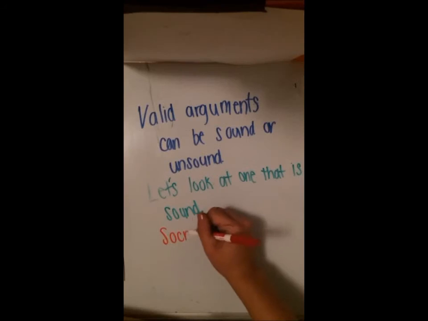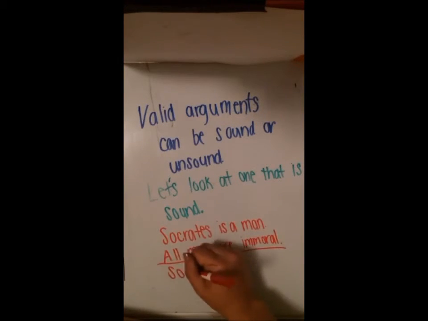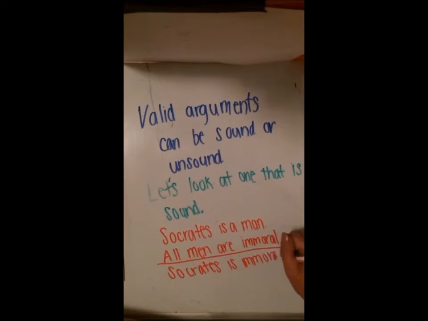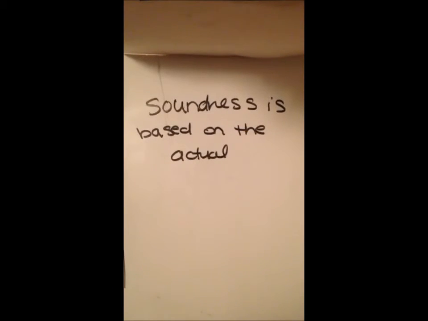Valid arguments can be sound or unsound. Let's look at one that is sound. Socrates is a man. All men are mortal. Socrates is mortal. Soundness is based on the actual truth of the premises.